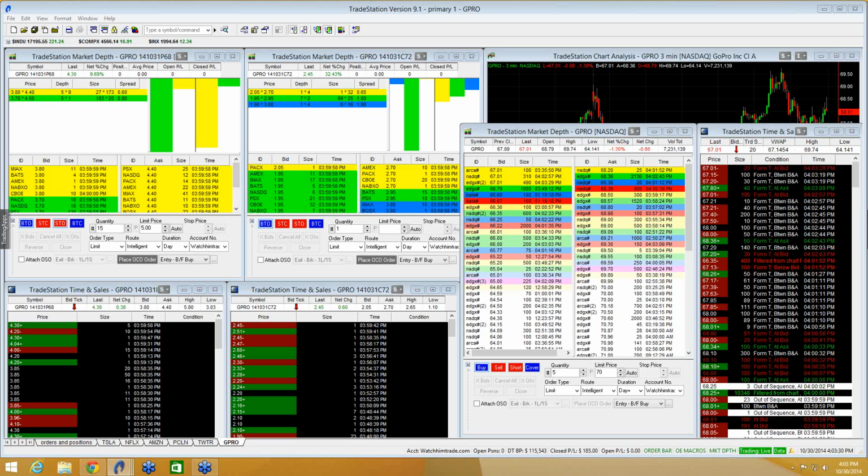I don't pay attention to the number. I don't have a news feed up or anything. I don't look for a beat or a miss. All I care about is the stock's reaction. The stock's reaction tells you all you need to know.